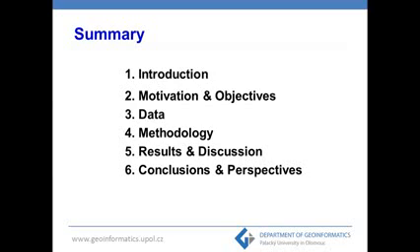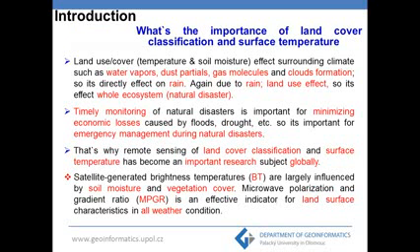So first, what's the importance of land cover classification and surface temperature? Actually, land use land cover in terms of temperature and soil moisture affects surrounding climate such as water vapors, dust particles, gas molecules, and cloud formation. So it directly affects rain, and rain affects land use. In this way, it affects the whole ecosystem. Again, timely monitoring of natural disasters is important for minimizing economic loss caused by flood, drought, etc. So it's important for emergency management during natural disasters.